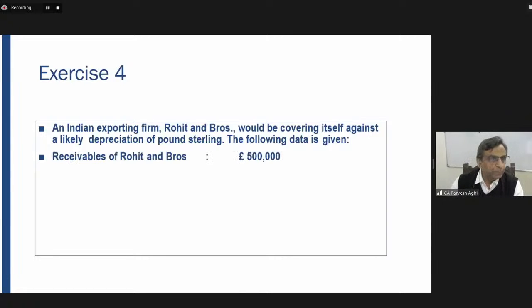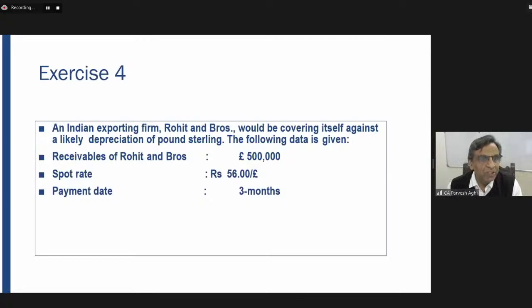The following data is given to you. Receivable of Rohit and Brothers: how much money is going to be received? 5 lakh pounds. The spot rate today is 56 rupees per pound. Now it is close to about 100, so this is an old quotation coming out of your study material. The payment date is 3 months from now, so you're going to actually receive this money after 3 months. The spot rate is 56.